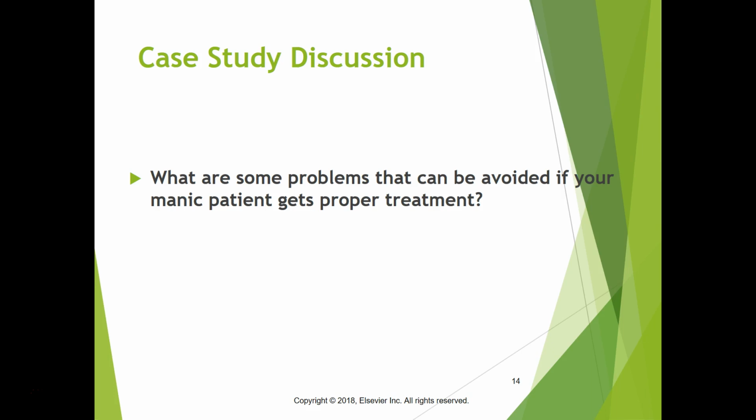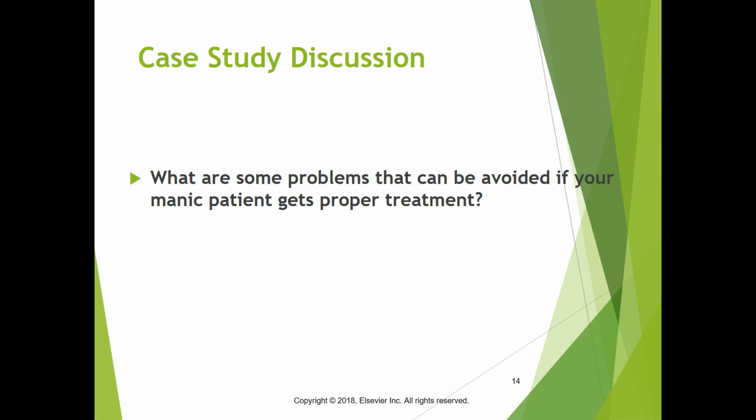You can avoid cardiac issues if your mania is under control. You can avoid perhaps some legal issues. You can avoid relationship issues. You can avoid getting into debt. All kinds of things can be avoided. There are so many problematic behaviors that people have when they have bipolar disorder.